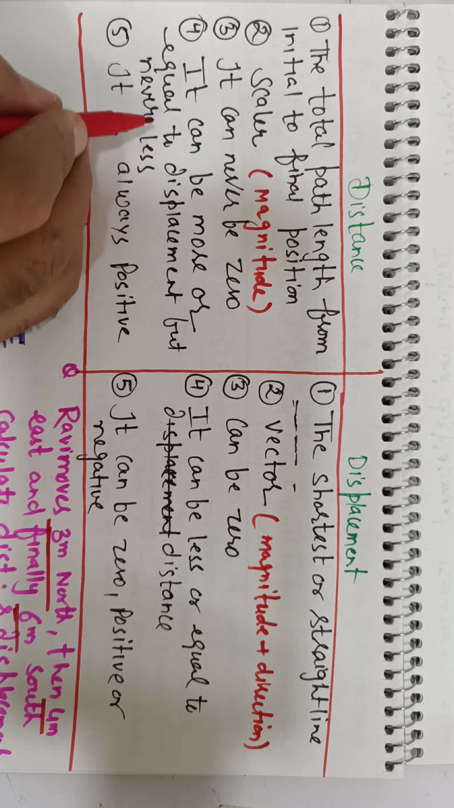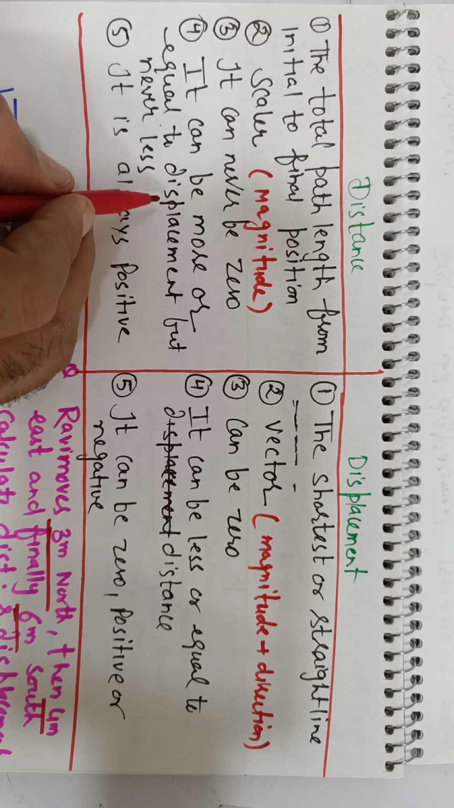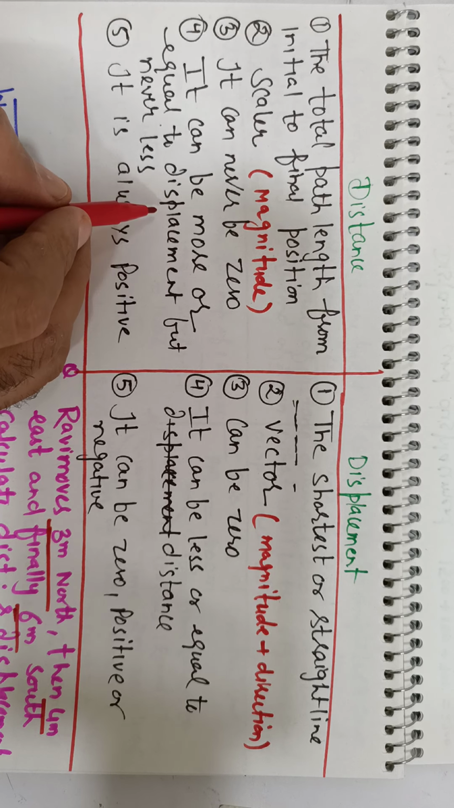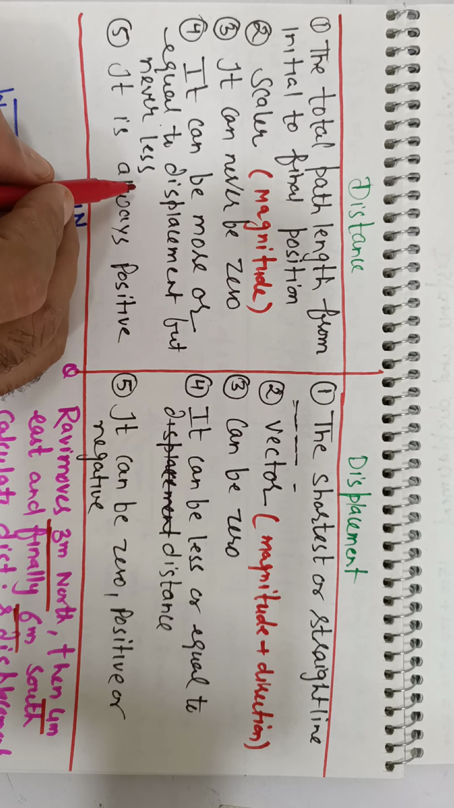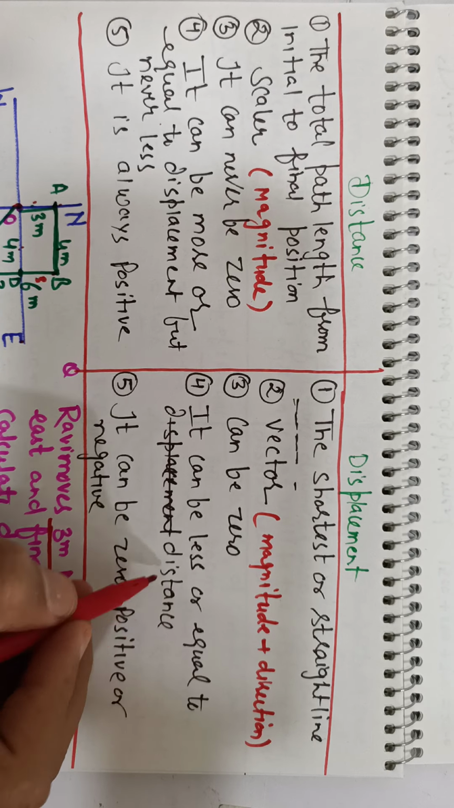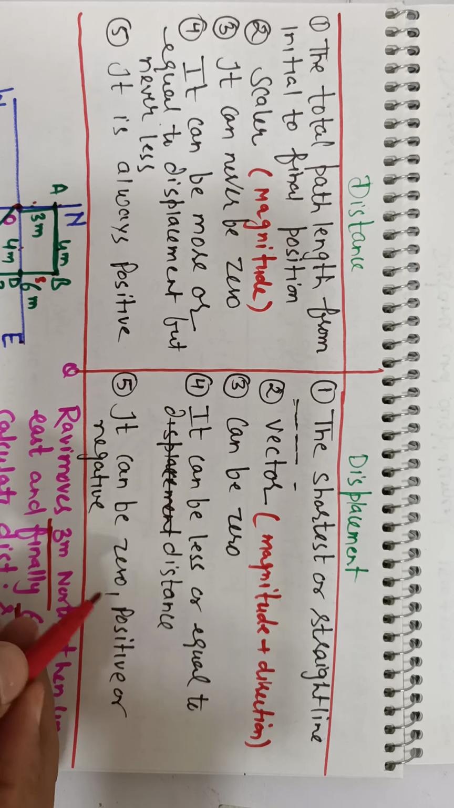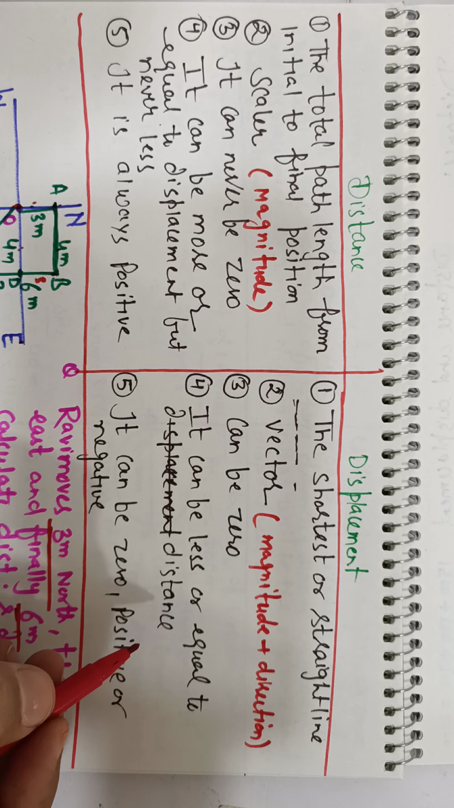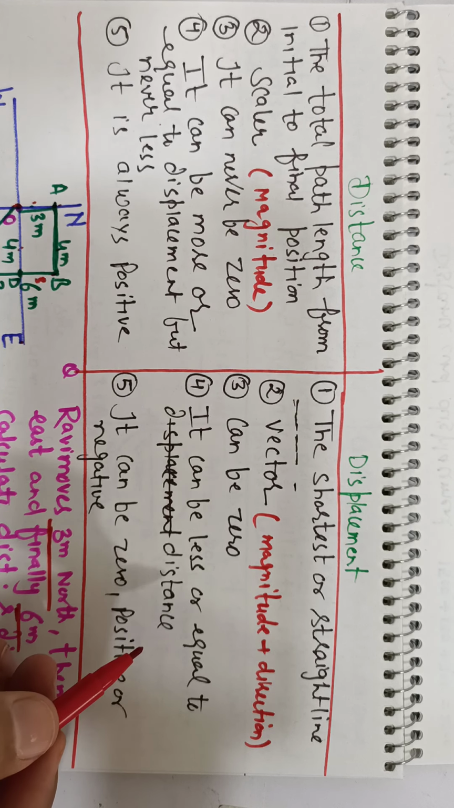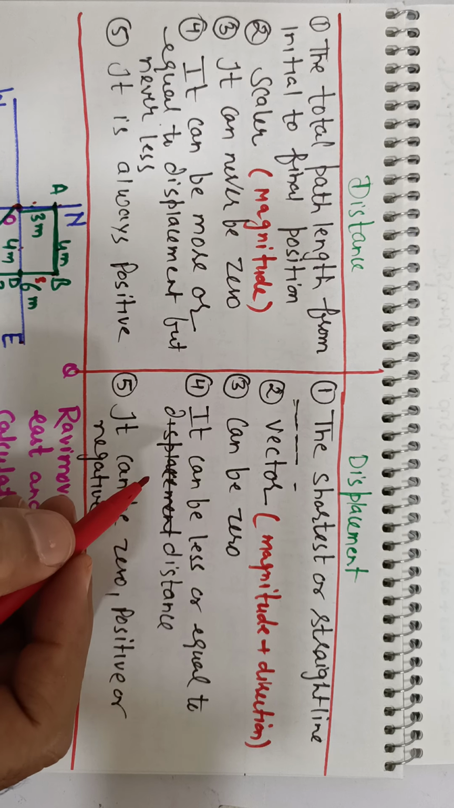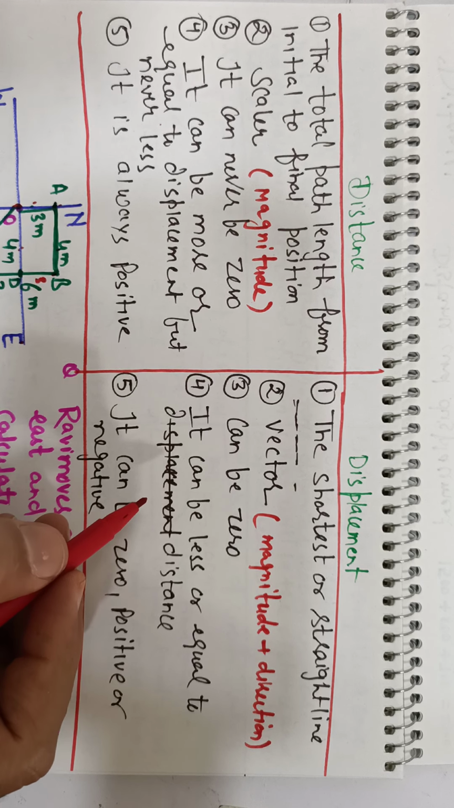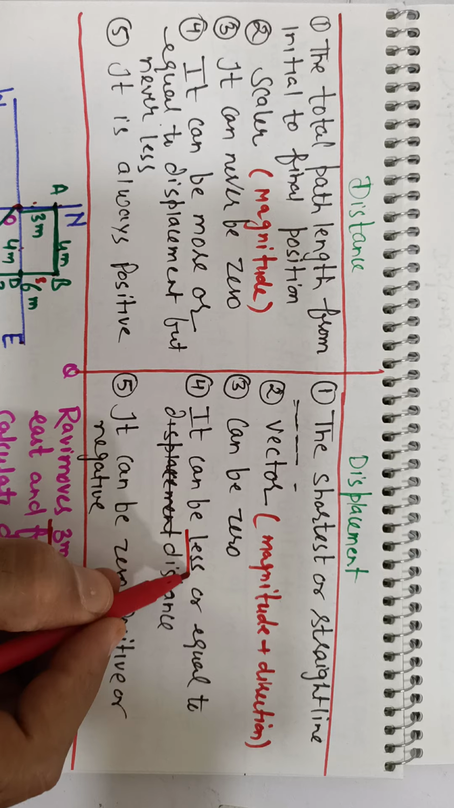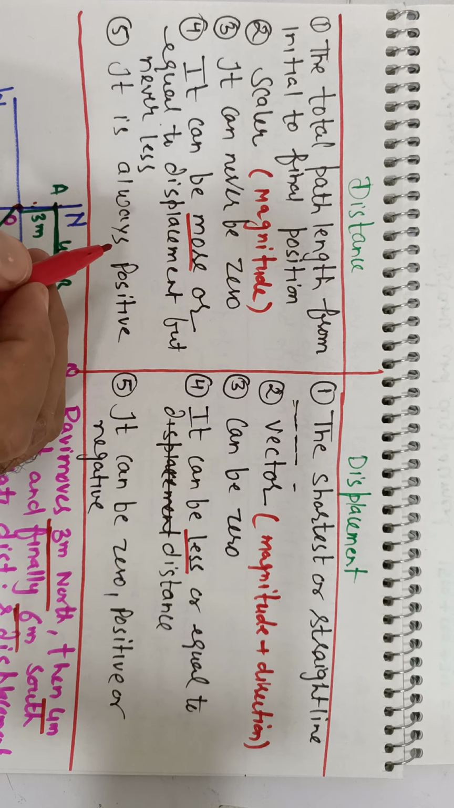Distance can be more than or equal to displacement, but never less. Displacement can be less than or equal to distance. We have seen in the previous examples, 100 meter in a straight line, A to B, distance 100, displacement 100. Return back 40 meter, distance 140, displacement is 60. So displacement can be less than distance, but never more.